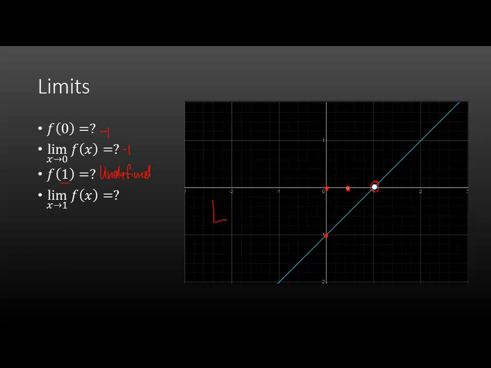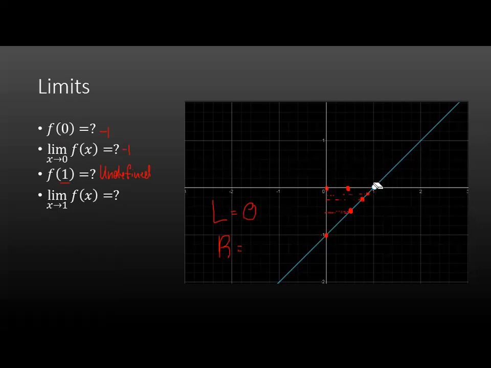How about getting closer to 1? We have this, which is getting closer to 0. Let's make it even closer to 1. Here it gets closer to 0. And if we go even further, it gets closer to 0. So as x approaches 1 from the left side, it approaches 0. Now, how about on the right side?